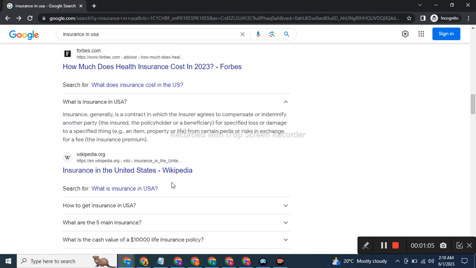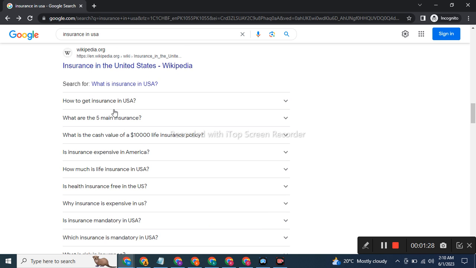What is insurance in USA? Insurance generally is a contract in which the insurer agrees to compensate or indemnify another party, the policyholder or a beneficiary, for a specified loss or damage to a specified thing, that is, an item, property, or life, from certain perils or risk in exchange for a fee, the insurance premium.